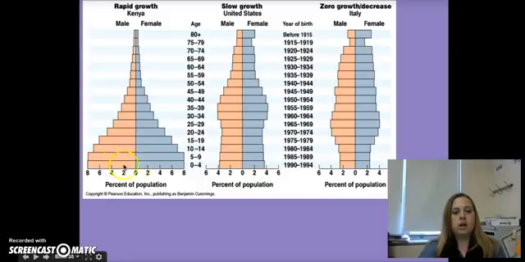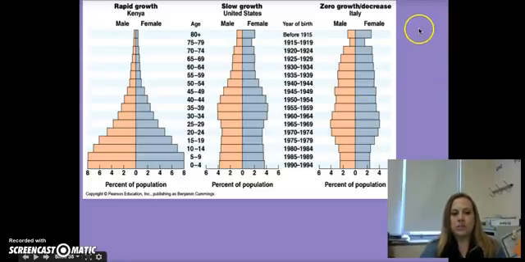So again, if you see a classic pyramid shape, you would expect rapid population growth. If it's pretty stable, you would expect slow population growth. And if it's almost inverted, then you would tend to see either zero growth or a population decrease, because now most of the population is a little bit older.